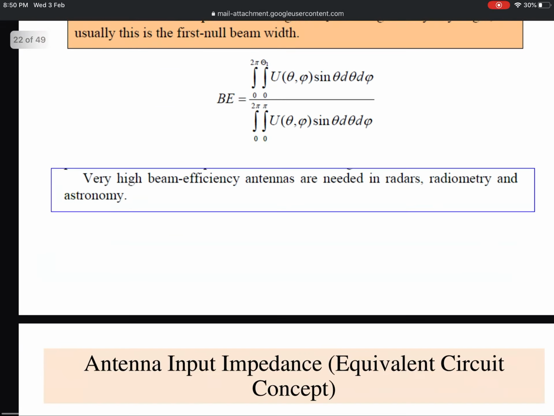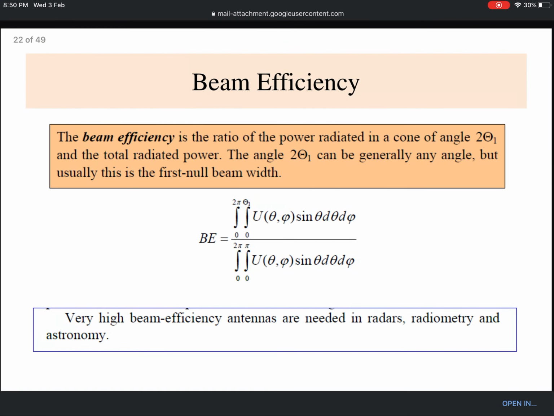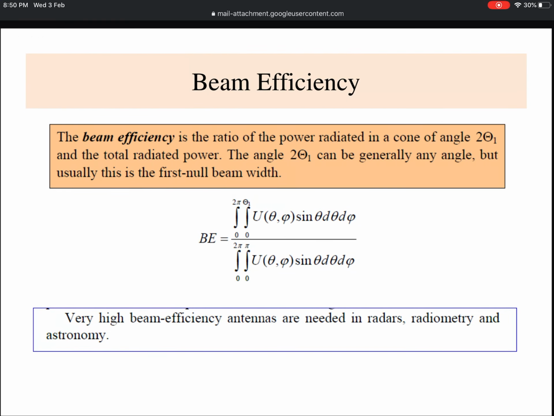Now the next thing is called the beam efficiency. The beam efficiency is the ratio of the power radiated in a cone angle 2 theta 1 and the total radiated power. For the total radiated power, I know that I have to get the radiation intensity and integrate it over the full solid angle.